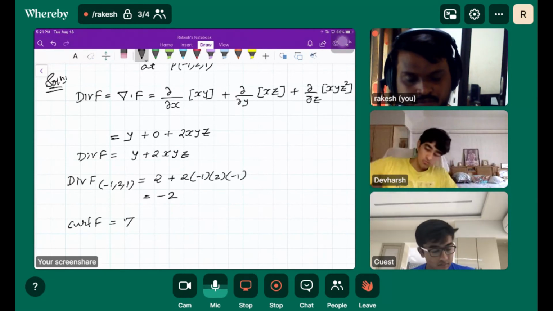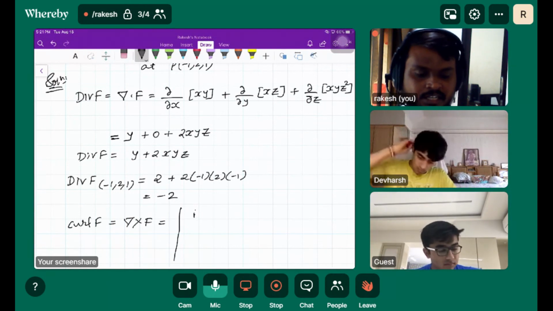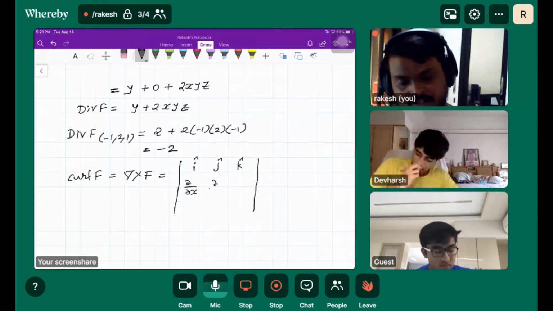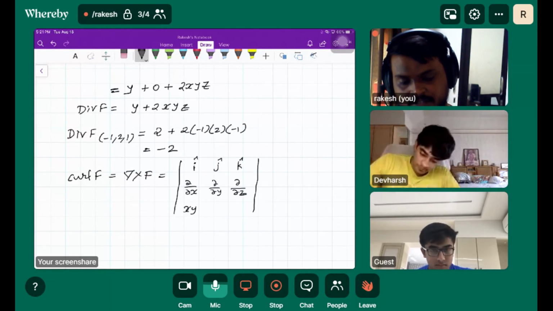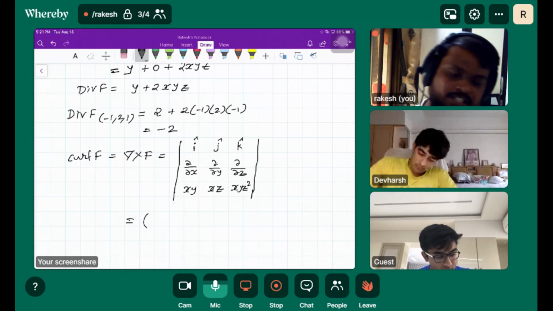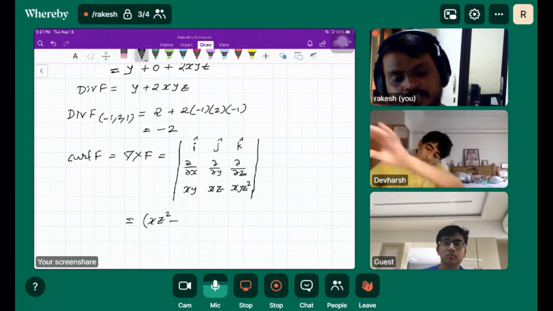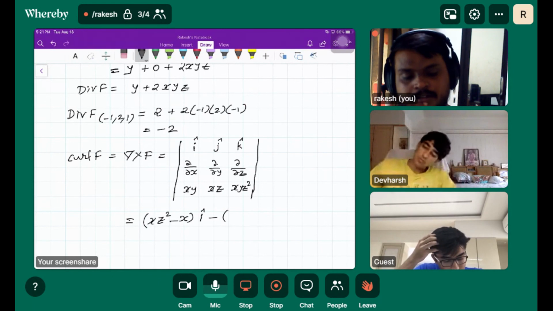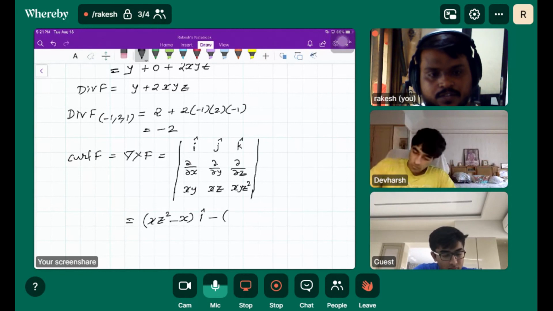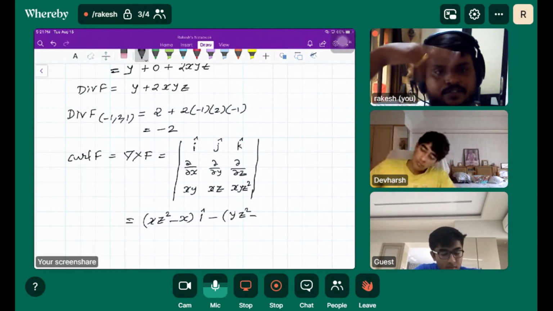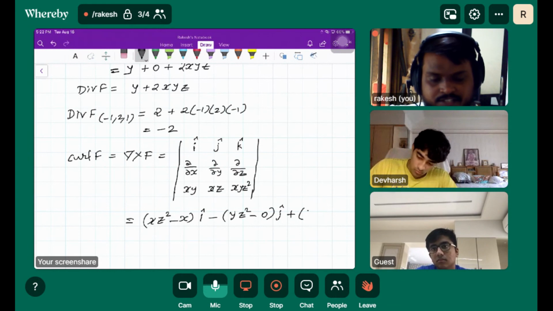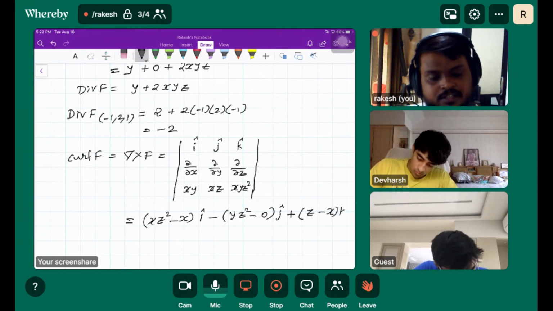The curl of f is equal to del cross f, which is the determinant with i, j, k in the first row, del/del x, del/del y, del/del z in the second, and xy, xz, xyz² in the third. So the partial derivative of xyz² with respect to y is xz², minus the partial derivative of xz with respect to z, which is x, giving i. Minus the partial derivative of xyz² with respect to x, which is yz², minus the partial derivative of xy with respect to z, which is 0, giving j. Plus the partial derivative of xz with respect to x, which is z, minus the partial derivative of xy with respect to y, which is x, giving k.